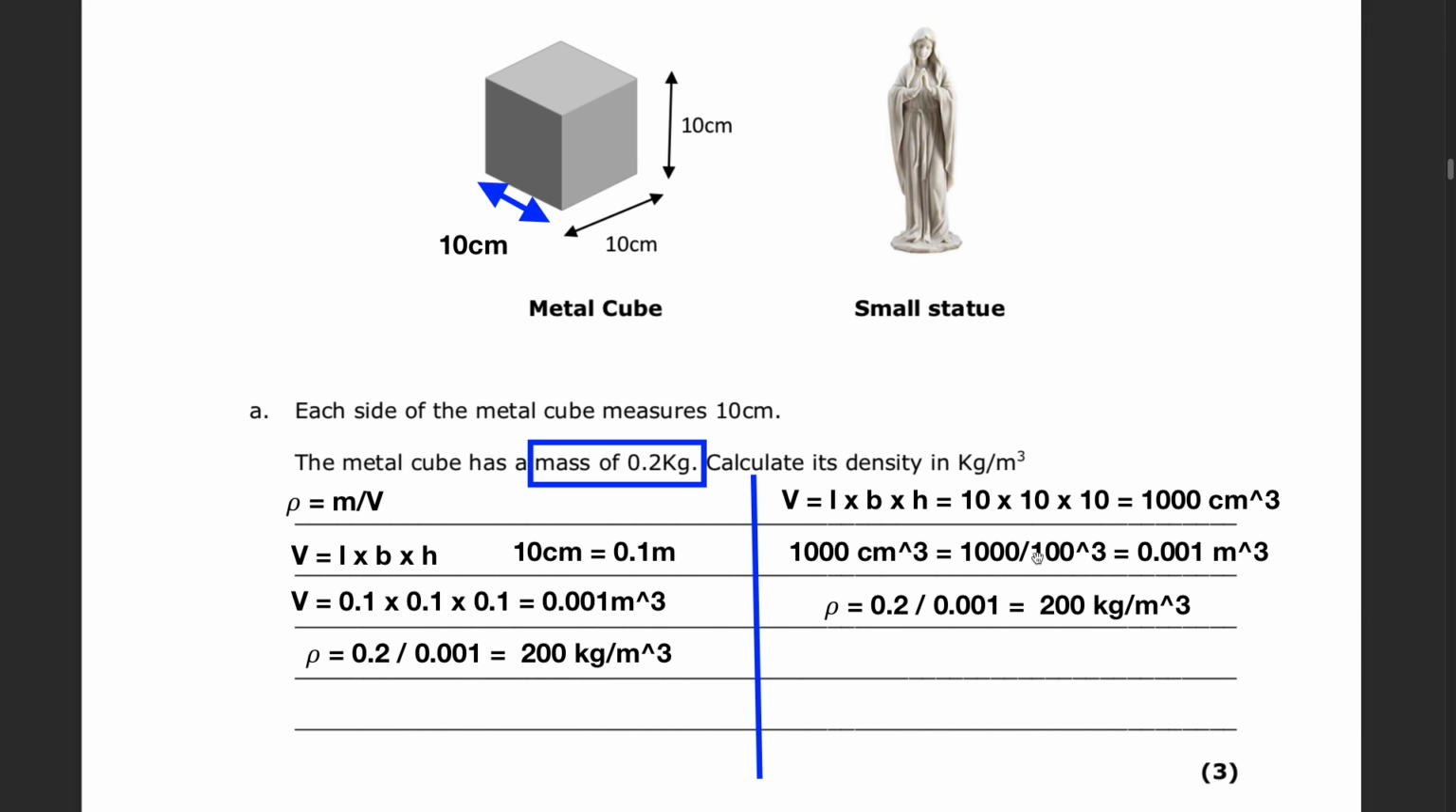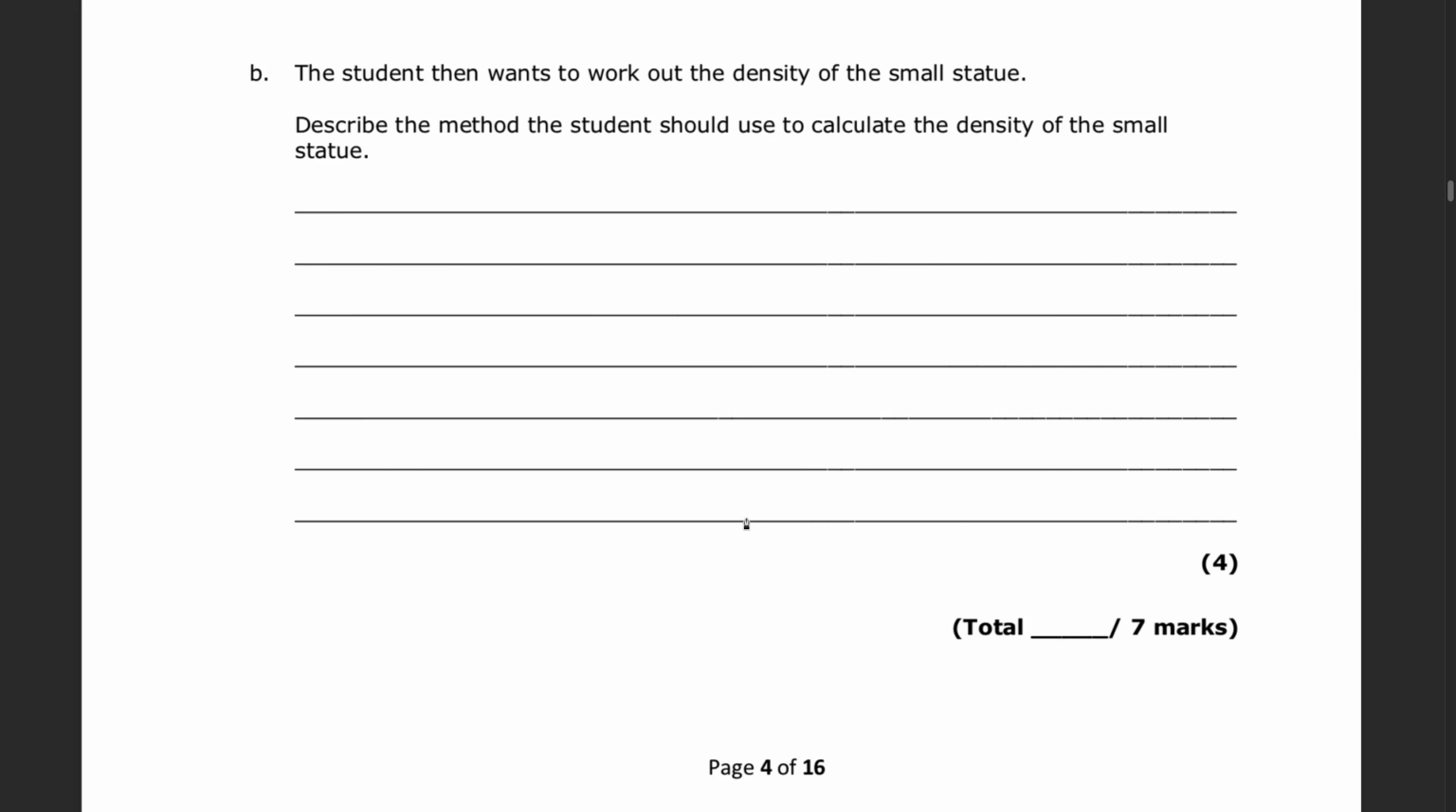Moving on to question B. The student then wants to work out the density of the small statue. Describe the method the student should use to calculate the density of the small statue. Now, to be able to find the density, we must first find the mass and the volume. So let's start from the mass.